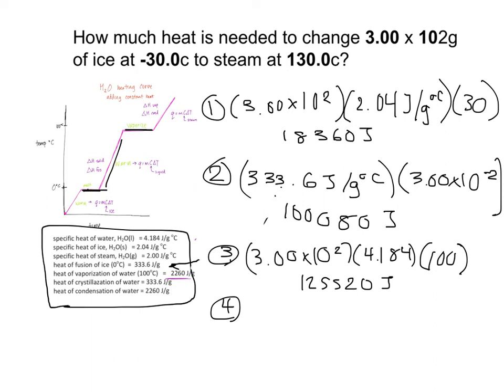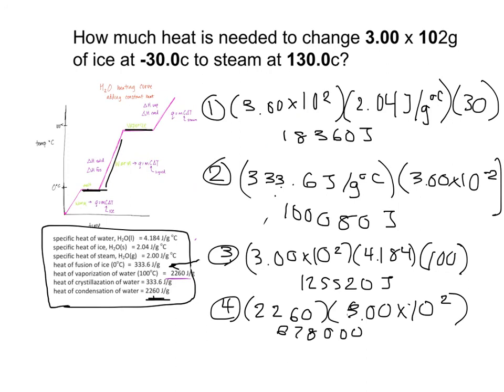Then the fourth, you'll be going from 100 and just staying at 100, vaporizing. So you get the 2260 from here, and you multiply it by 3.00 times 10 to the second, and you get 678000.